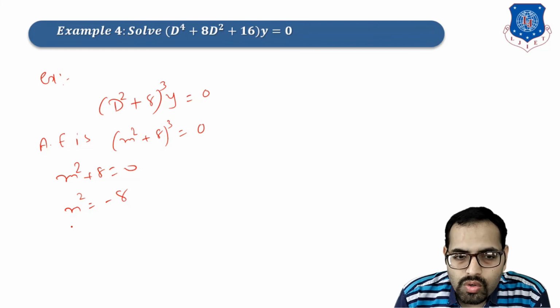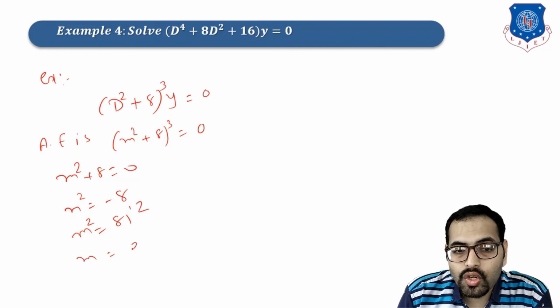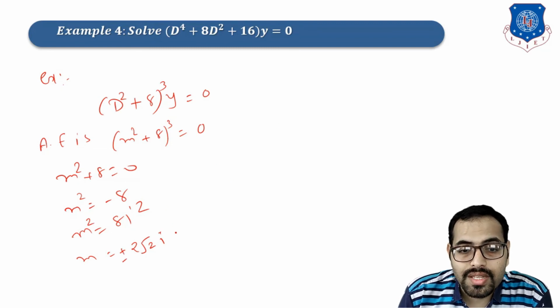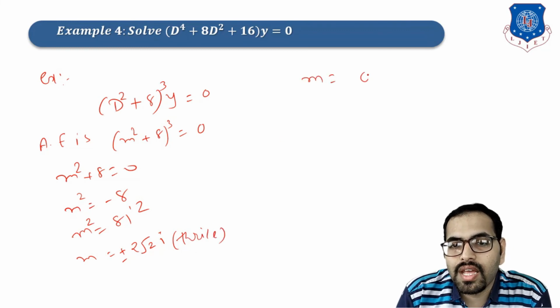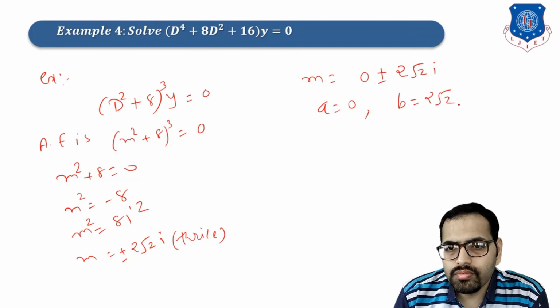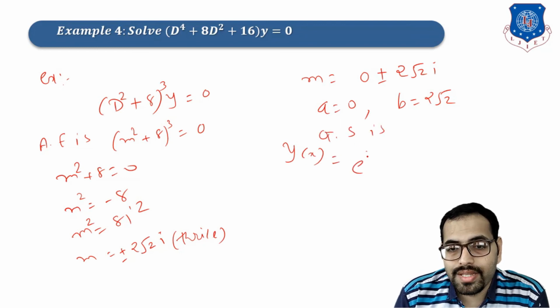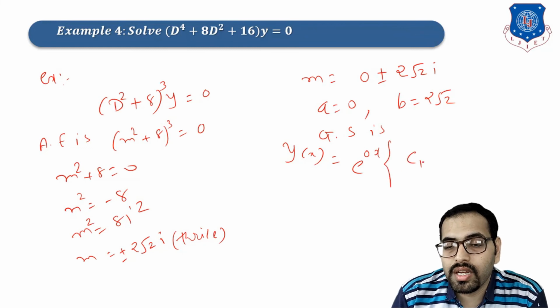For that, what do we have to do? Obviously, m square equal to 8i square. Then we can write it as 2 root 2i, plus or minus, and which is thrice, 3 times. Understood? Then we can write the factor as 0 plus or minus 2 root 2i. Then the value of a is equal to 0, the value of b is equal to 2 root 2. Then our general solution becomes y of x equal to e raised to 0x, here 3 times repeated.